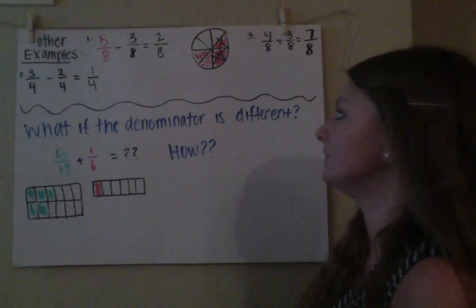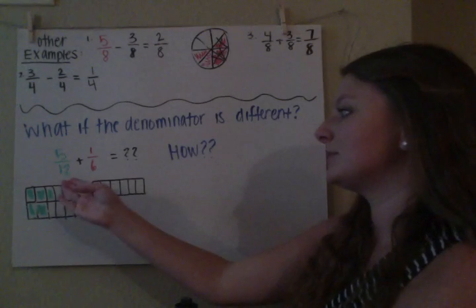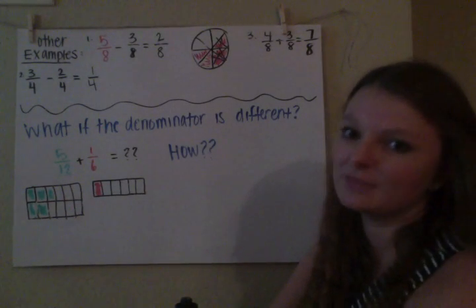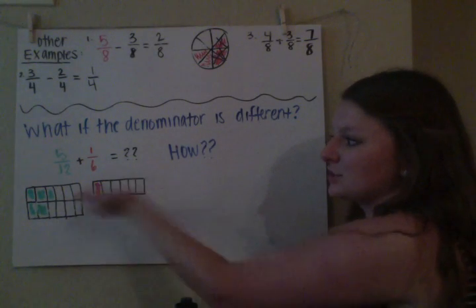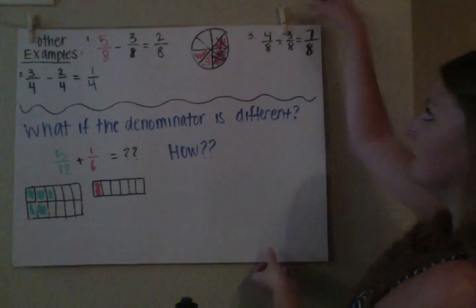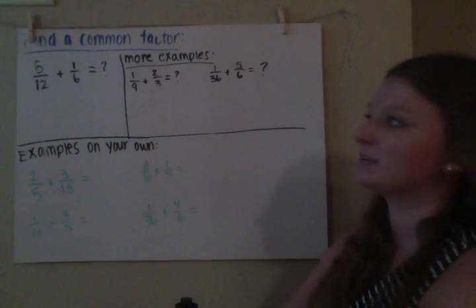Now, what do we do if the denominator is different in the fractions? Let's say we have 5/12 plus 1/6. How will we add them together? How will we know what denominator we'll have if there's a 12 and a 6? To do this, we're going to find a common factor.